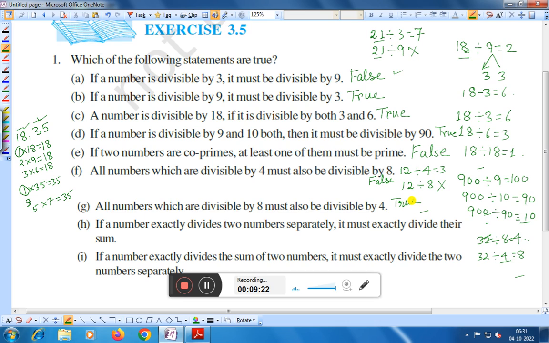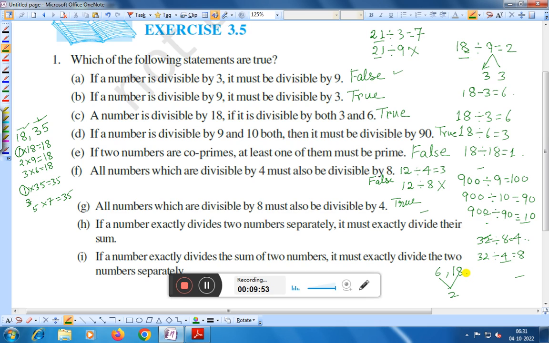Now, question number H. If a number exactly divides two numbers separately, it must exactly divide their sum. Let us take one example. Suppose we have taken the numbers 6 and 18. Now 6 is divisible by 2 and 18 is also divisible by 2, right?